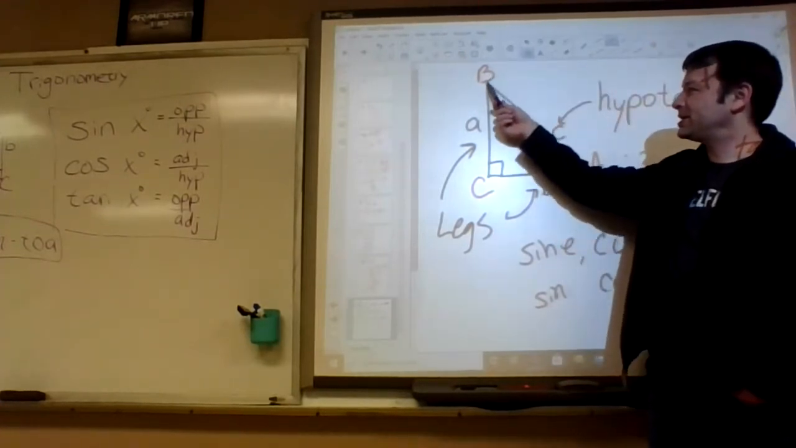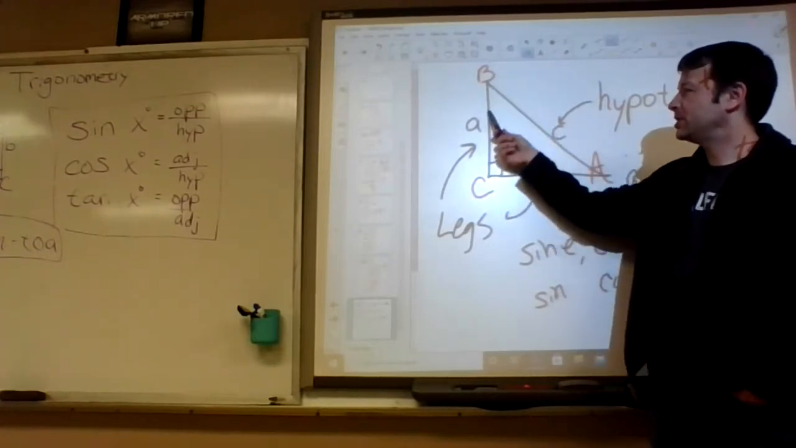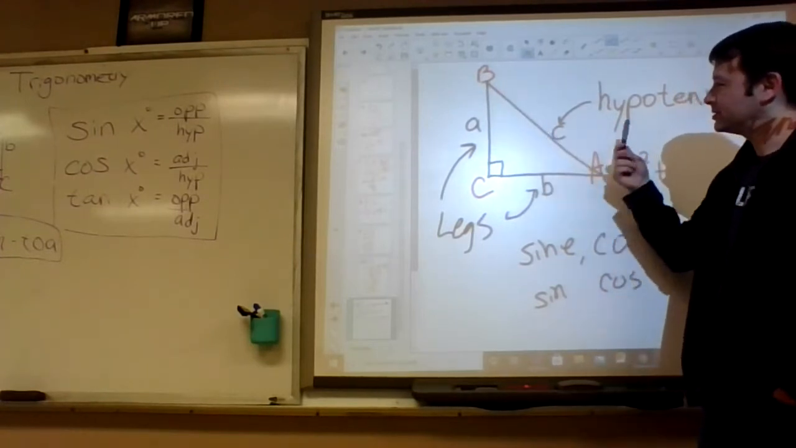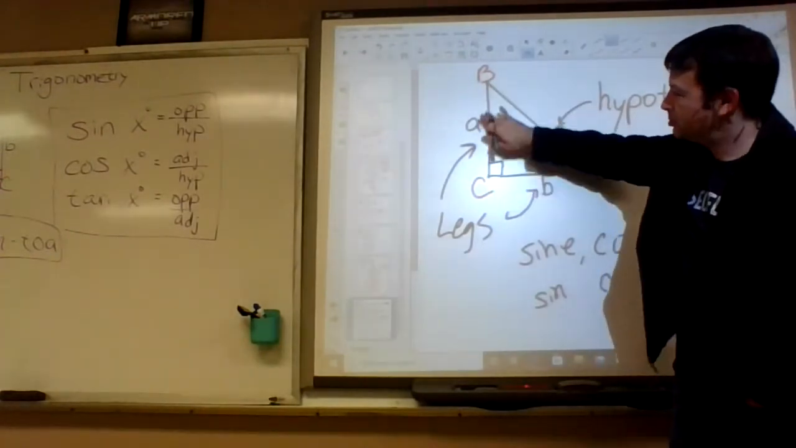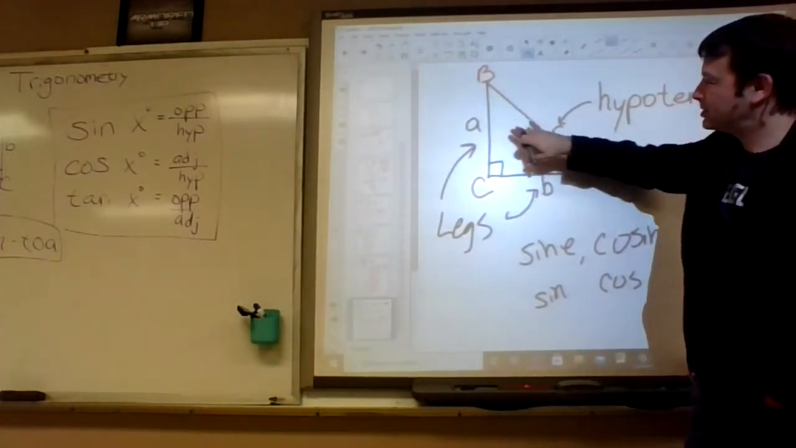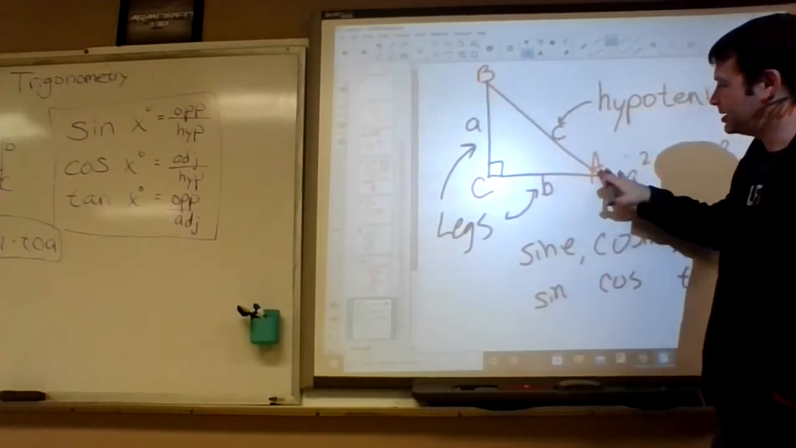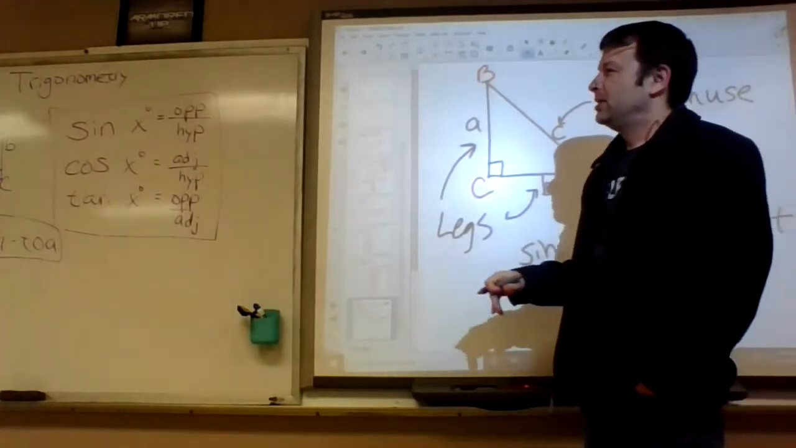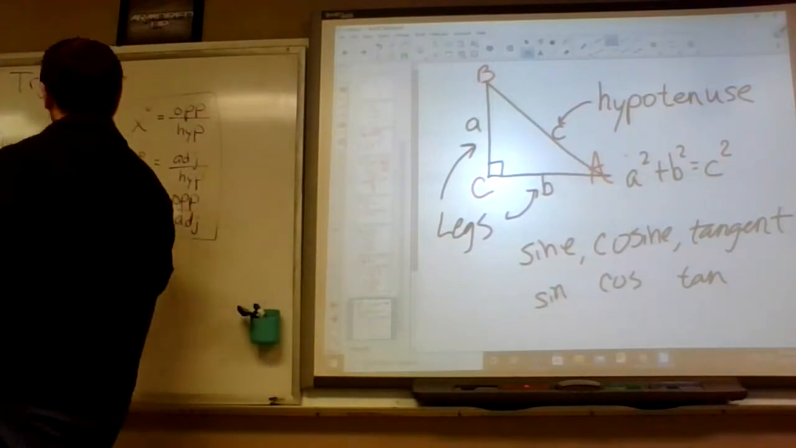What side is adjacent to angle A or B? Right, this one. Why is it not this one? Because we call this one the hypotenuse. Adjacent means next to, but not the hypotenuse. So this side is adjacent to B, this side is adjacent to A, and C is the hypotenuse for them both. Angle C is not really used on these.